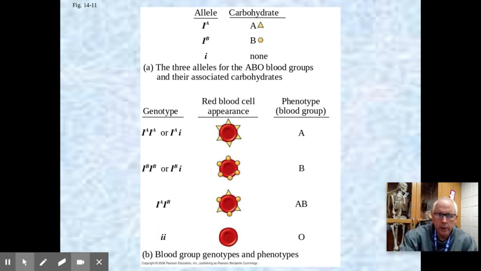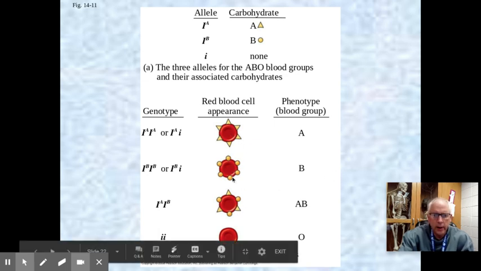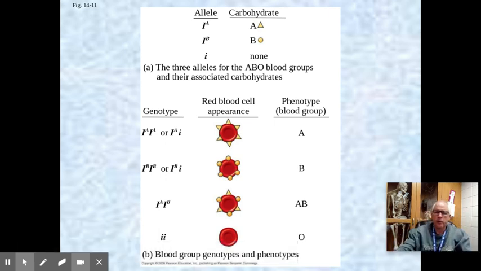Because you can see it produces these carbohydrates on the surface, and you can't give B blood to an A person, or A blood to a B person. You have to be super careful what blood typing you use. Now, you can give an O to anybody because it doesn't have anything on the surface, but you have to be careful mixing blood. So you can see the importance of genetics.